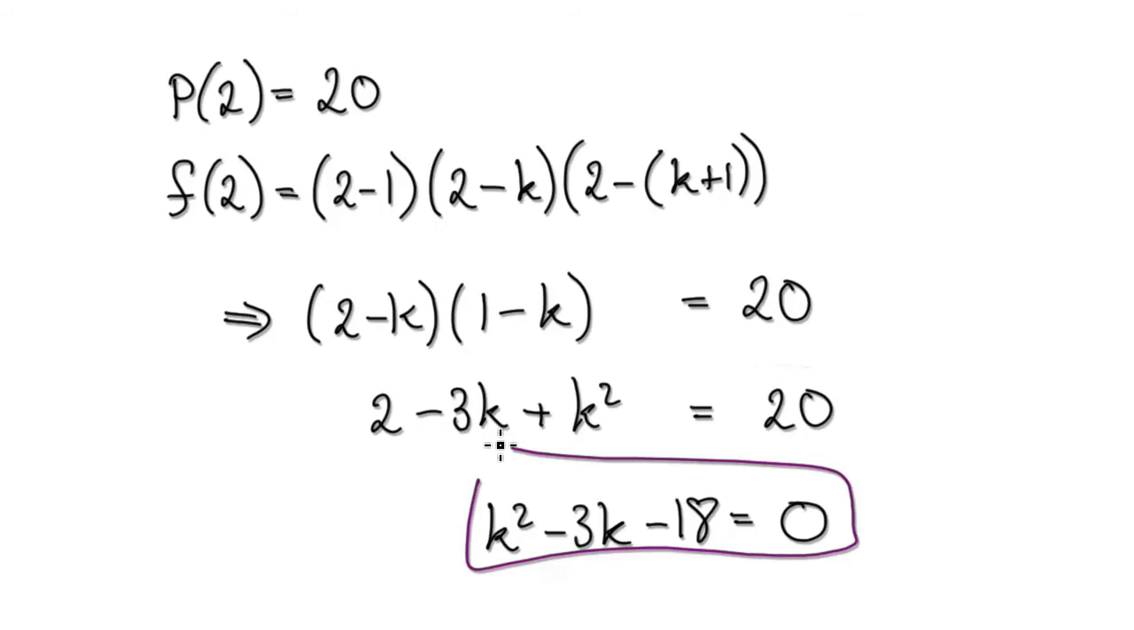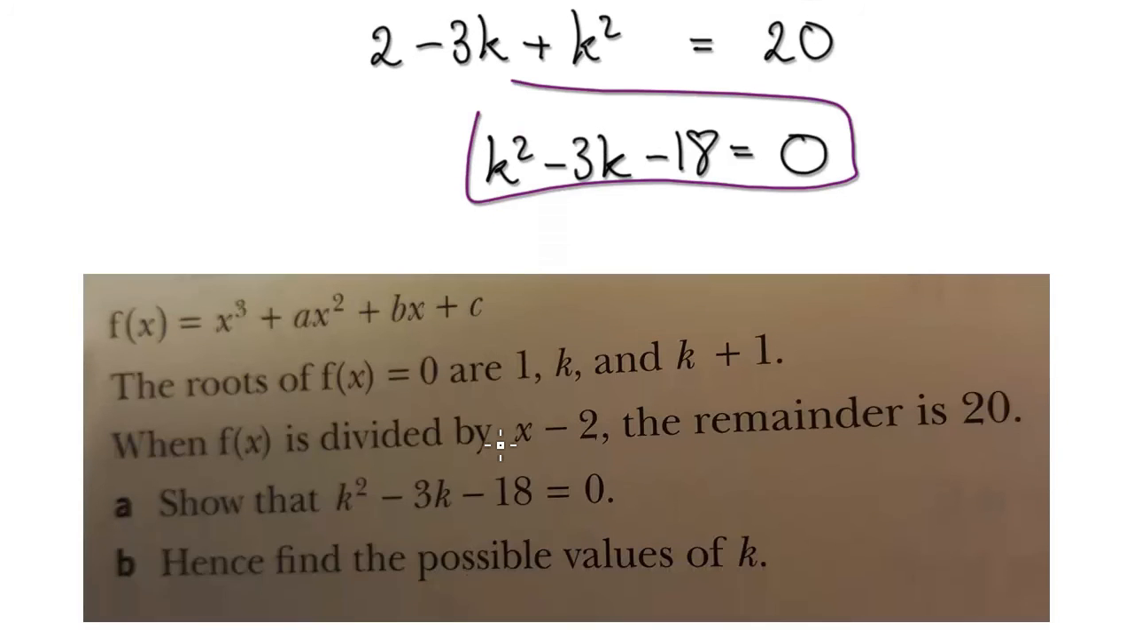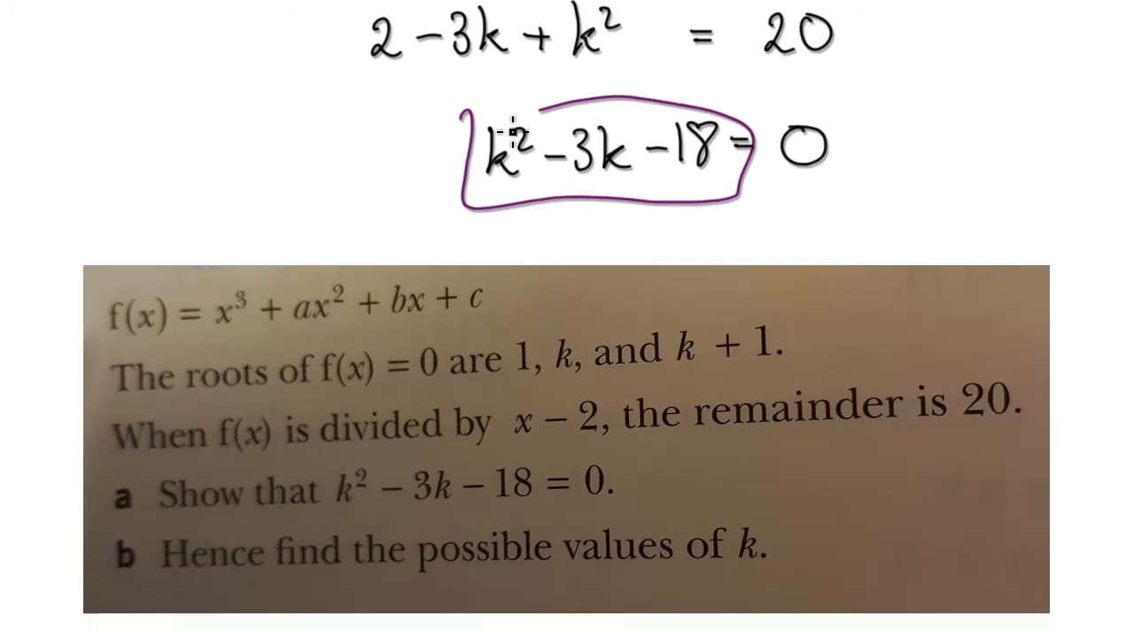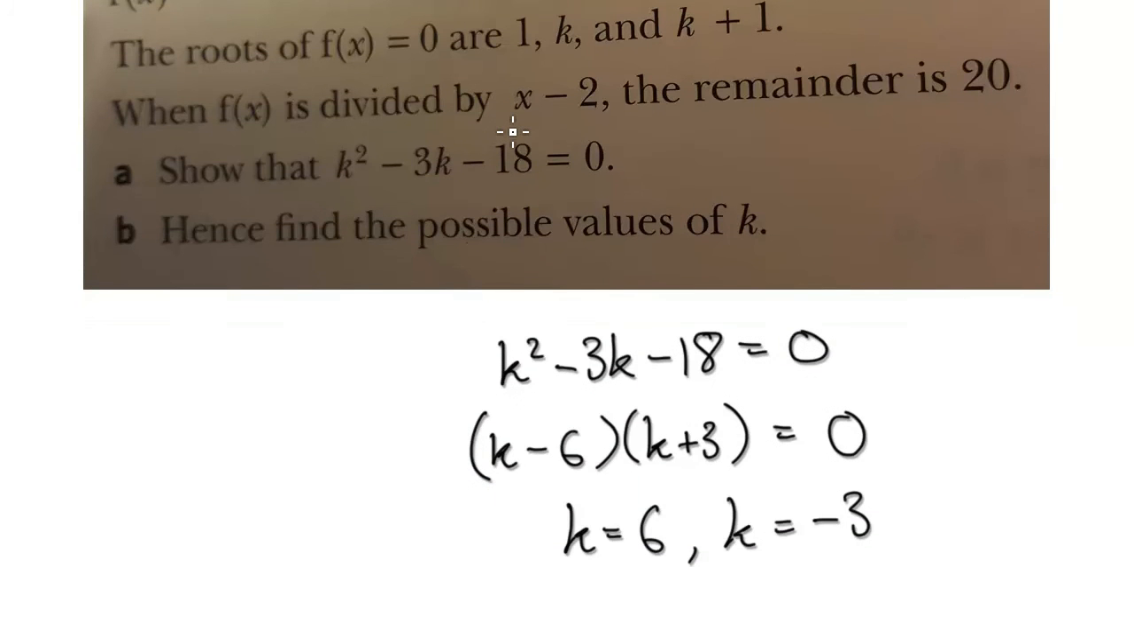And that's the first part of the question done, because it says show that k squared blah blah blah. Well, this is exactly the same as this, and then hence find k. Well, to find k, factorize this. That will then give you this. So k must be 6 and -3.